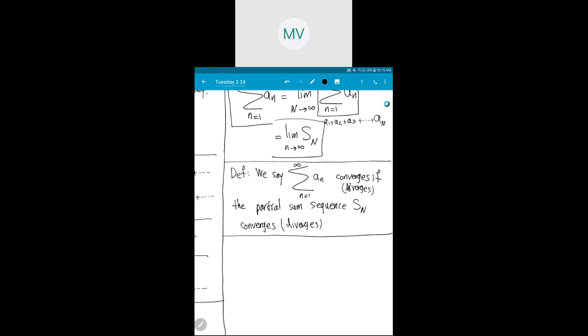All right. Here comes the first theorem. Let S sub n be the sum of a sub n, n from 1 to capital N. If the sum of a sub n, n from 1 to infinity, if this series converges, then the limit of the nth term of the series is 0.